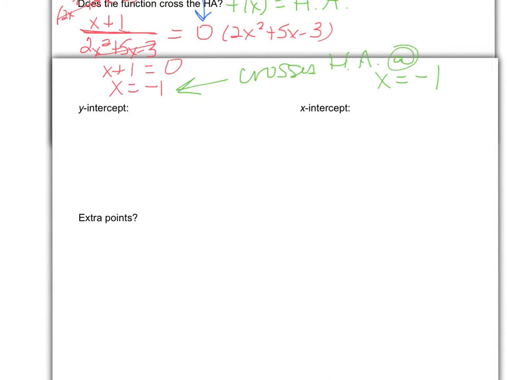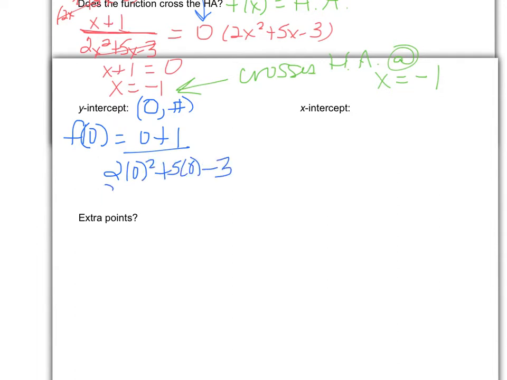So the next thing we're going to look at here are our intercepts. And anytime you have any equation and you want to find a y-intercept, that is when you have a 0 for the x and a number for the y. So if I plug a 0 in for the x, I have f of 0 for my function. So 0 plus 1 over 2 times 0 squared plus 5 times 0 minus 3. So f of 0 is -1/3. Cool. So now I know I have a y-intercept at -1/3, and I have an x-intercept.